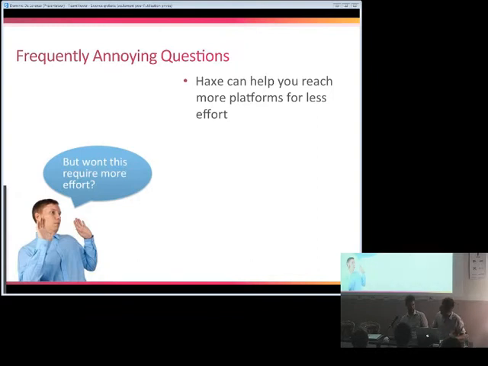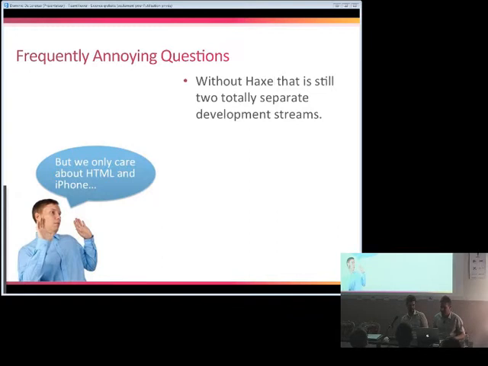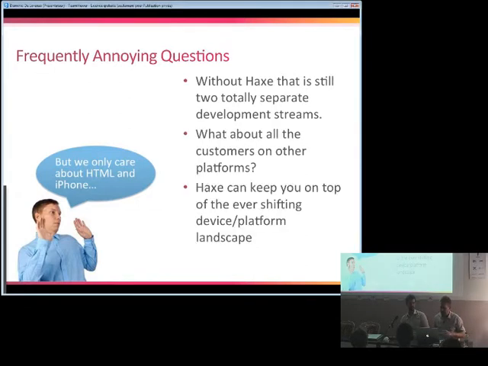So maybe not HTML5 for everything, but we only care about HTML5 and iPhone. I think that's still two separate development streams if they're going to go down that route. And what about all the customers they can't get to from making that decision on those two platforms? Haxe helps you, to some degree, sit above whatever's happening down below.